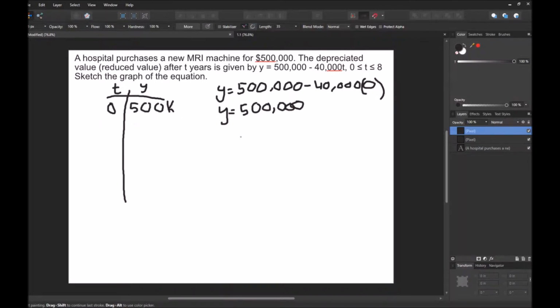Now let's go after 1 year. So basically what this means is at 0 years, it's like it's brand new, they've just bought it. So let's go maybe 1 year after they buy it, then what would the value of it be?